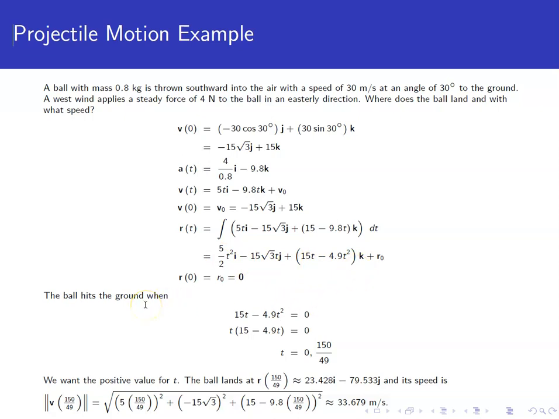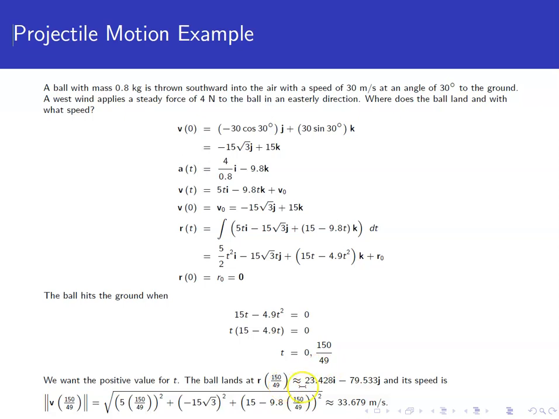The ball is going to hit the ground when the z component is 0. Setting that equal to 0, we get 2 time values. The first time value, of course, corresponds to when we initially threw it. The second time value is when it comes back down and hits the ground.